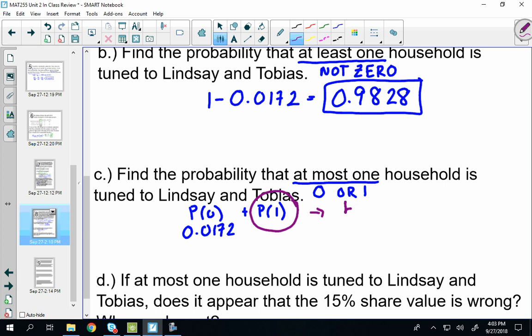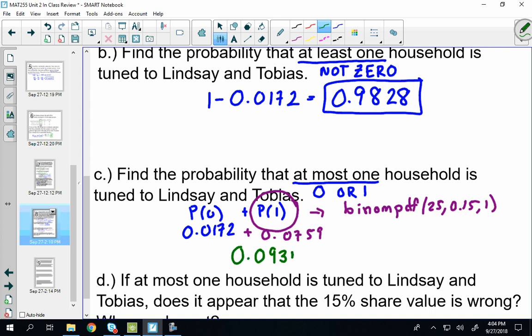So we use our calculator to find our binomial PDF calculation when our N is 25. Our probability of success is 0.15. And this time our x is 1 because we want that one household. When we do that, we get about 0.0759. And when we add these up to get our final answer for this question, we get that the probability is about 0.931.